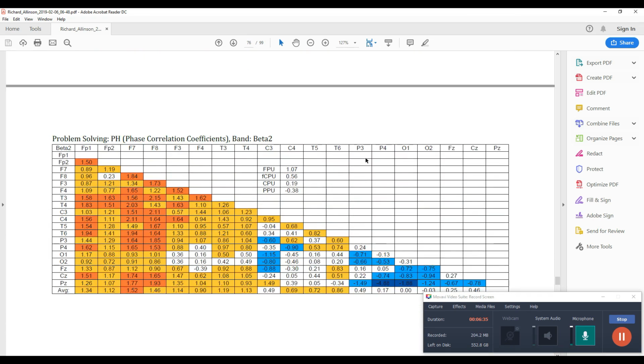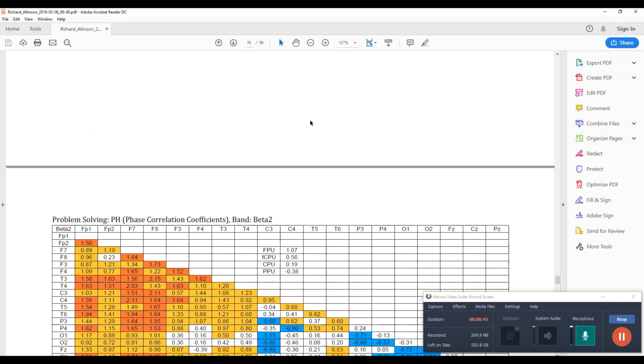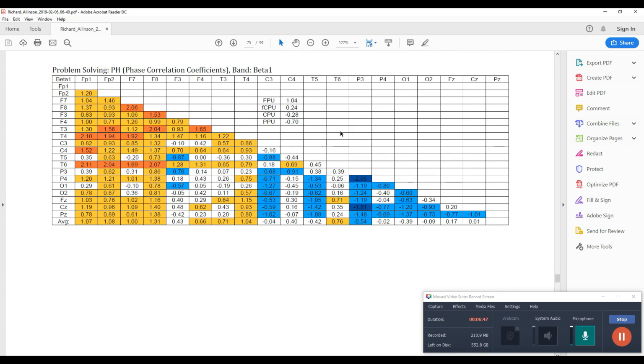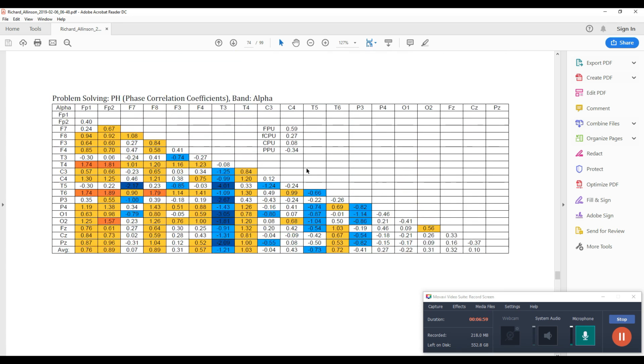You can go to problem solving. So again, he's showing pretty good strength, except maybe in the back of the head some. This is phase beta 2. Phase beta 1, again, frontally looks pretty good. Problem seems to be in the back of the head. So the issue is whether phase beta 1 in the back of the head is relevant to performance. Then we go to phase alpha, and again we got a T3 problem showing up, as well as T5 and P3.